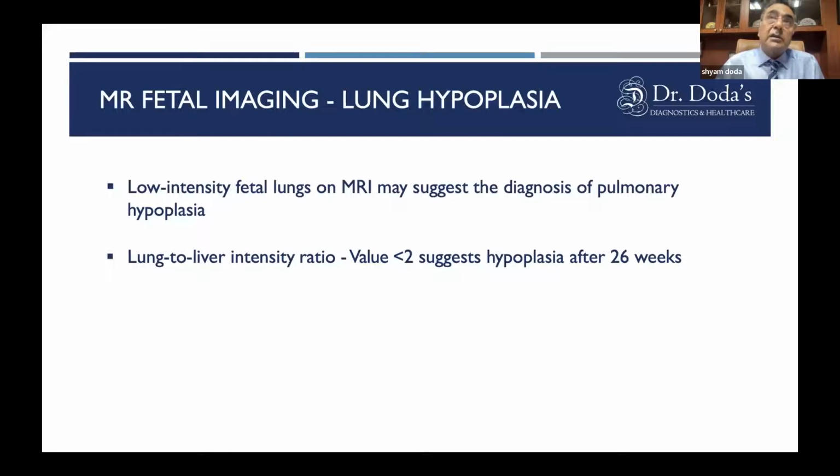You have seen that I had shown you a slide where the lung was relatively brighter looking, but when you have a relatively low signal in fetal lungs, then you suspect pulmonary hypoplasia. You can also compare the signal intensity of the lung with the liver, and there are certain ratios which can help you reach a diagnosis of hypoplasia, especially after 26 weeks.